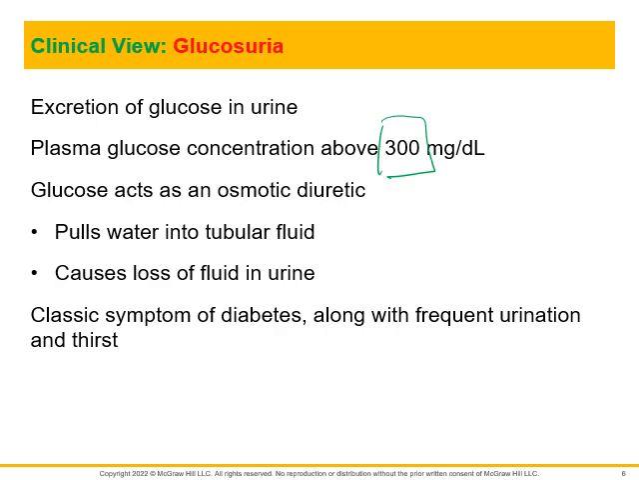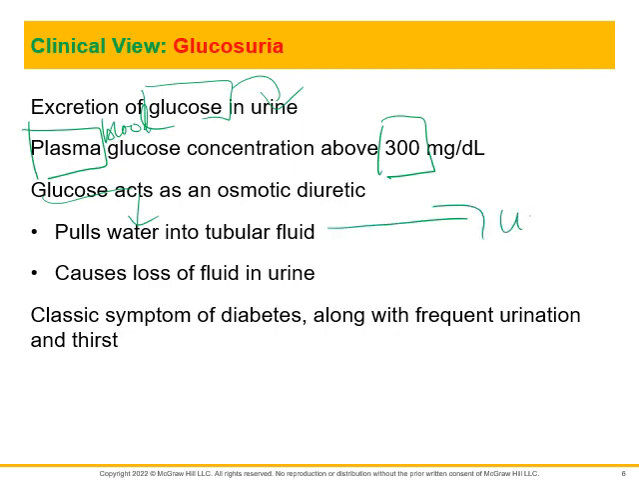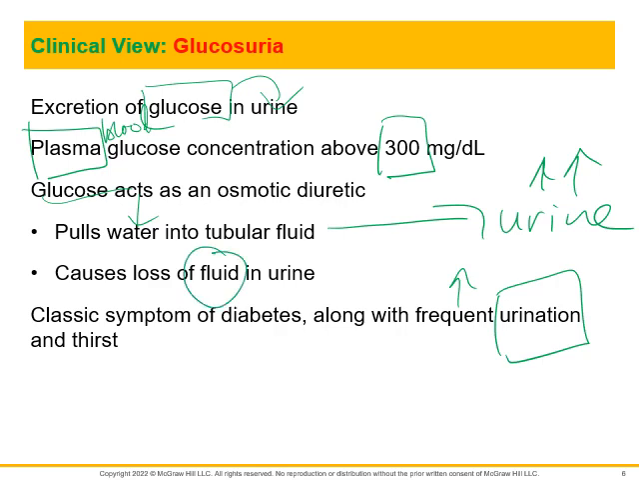So what happens if your blood, so I'm saying plasma, but I'm talking about blood, right? Blood plasma glucose concentration is high. You're going to start excreting glucose in your urine. And glucose pulls water into the tubular fluid, and this comes out eventually as urine if it doesn't get reabsorbed. So the glucose is acting to pull water into the tubular fluid, so that increases your urine production. And the loss of fluid in urine is going to make you thirsty. Your cells are thirsty, right?